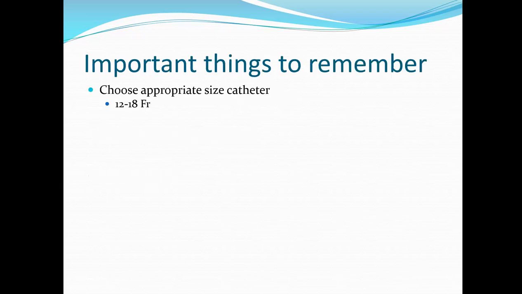Okay, so some important things to remember. When we are doing an NT suctioning, the catheter size is going to be about a 12 to 18 French. Typically, facilities will have a little package that comes with the suction canister or suction catheter and everything. It's already sterile, so that's typically what you will use when you perform this procedure.